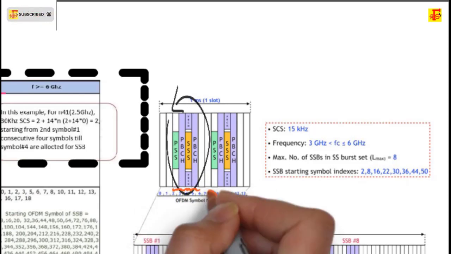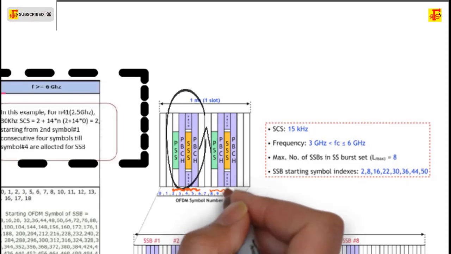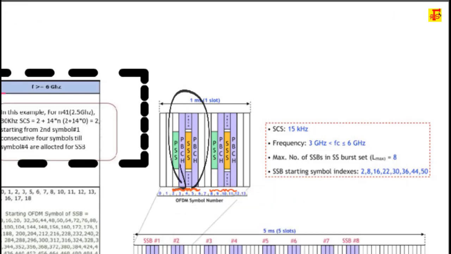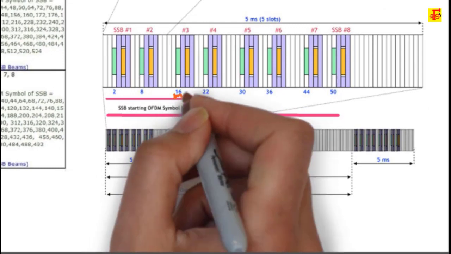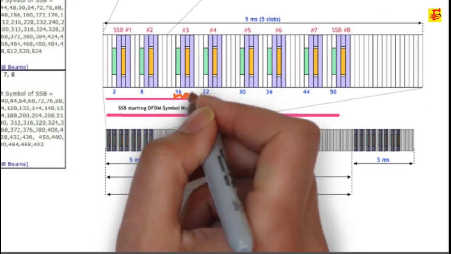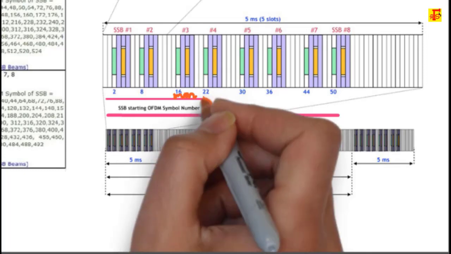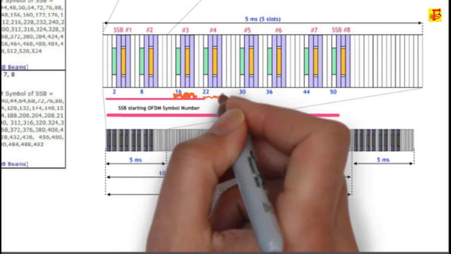After that, the next SSB will start from 8, right? So 8, 9, 10, 11, continuous 4 OFDM symbols. So this is the second SSB. Third SSB, where will it start? It will start from 16, 17, 18, 19. This is the third SSB. Fourth SSB, where will it start? It will start from 22, 23, 24, 25.